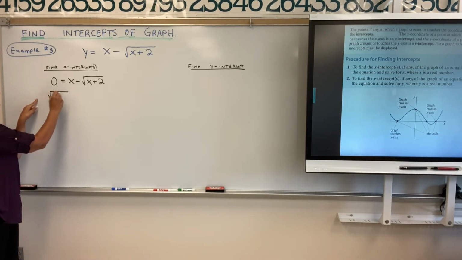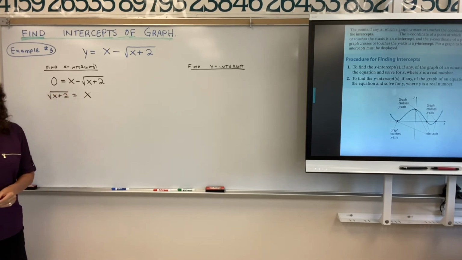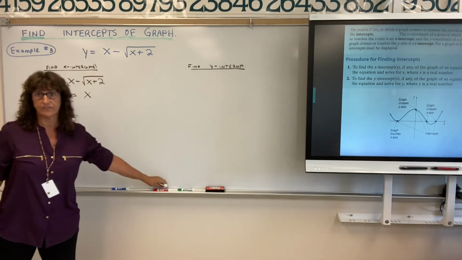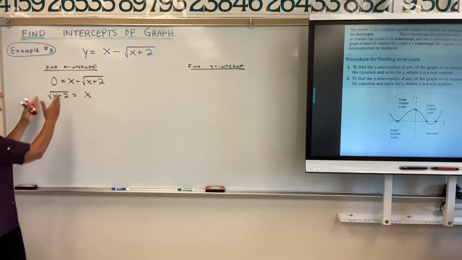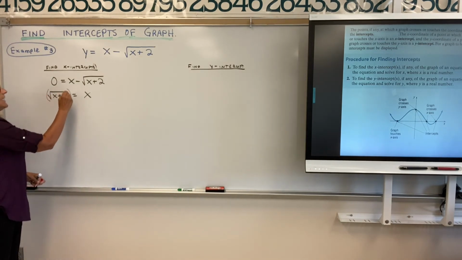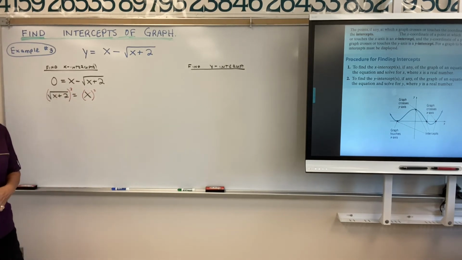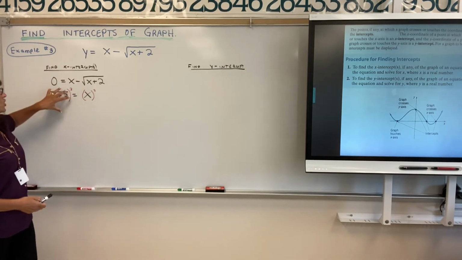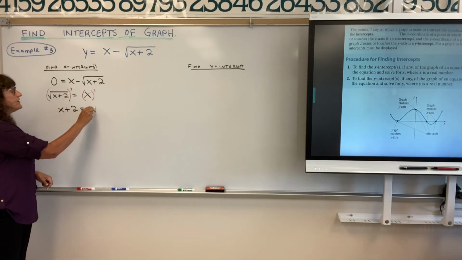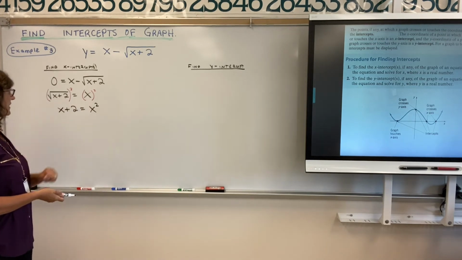So you have radical x plus 2 on the left. You have x on the right. Because we're adding it to both sides, it goes away over here. And now we have this. Now we isolated the radical expression. It's isolated. Let's go ahead and square both sides. Square the left side, radical goes away, x plus 2. Square the right side, x squared.